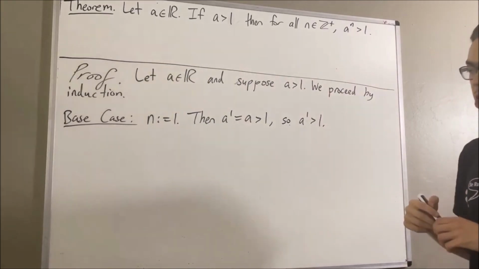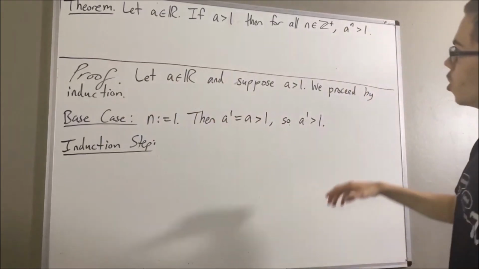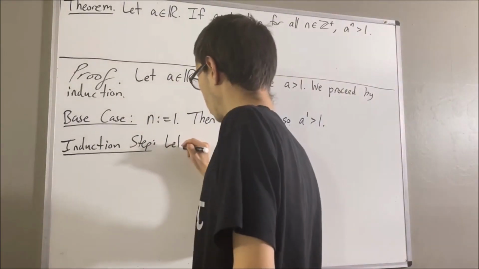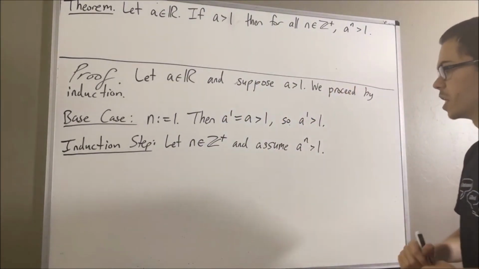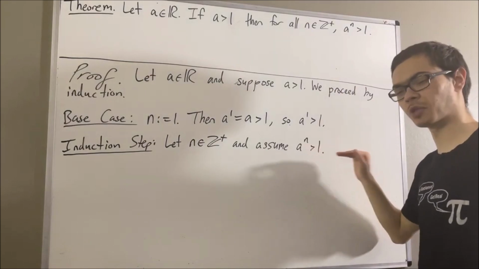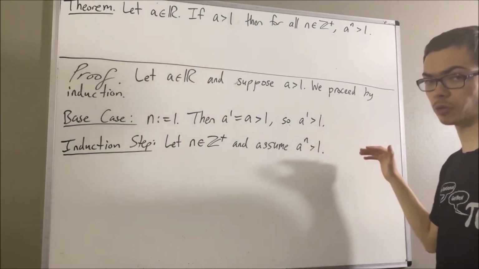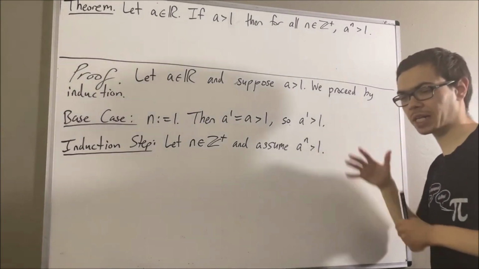Now let's go on to the induction step. In the induction step, we give ourselves an arbitrary positive integer n where this is true. And the whole goal of the induction step is to show that this is also true for n plus 1. So really, we want to show that a to the power of n plus 1 is greater than 1.